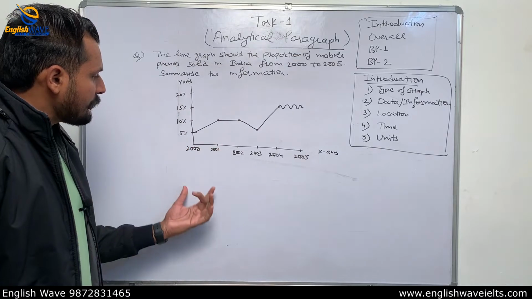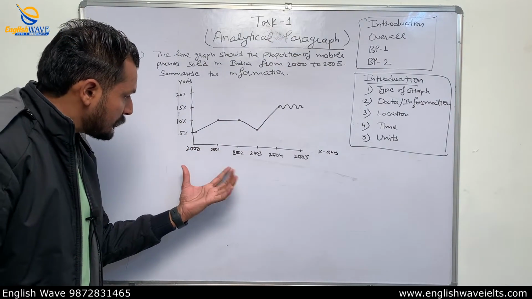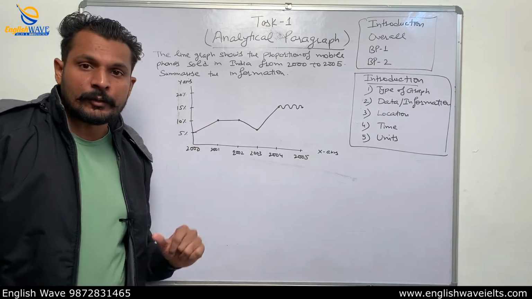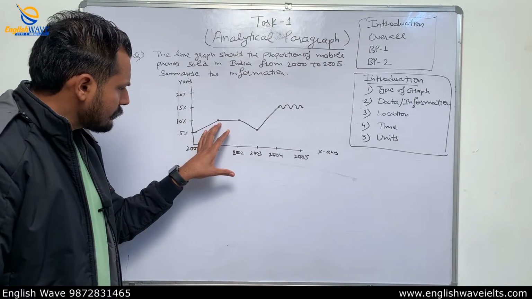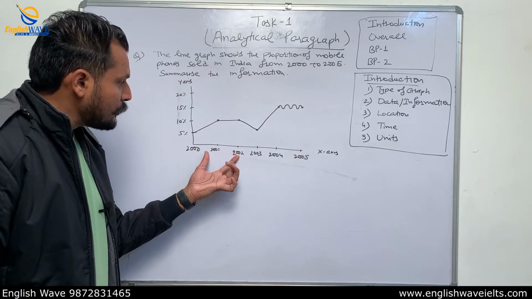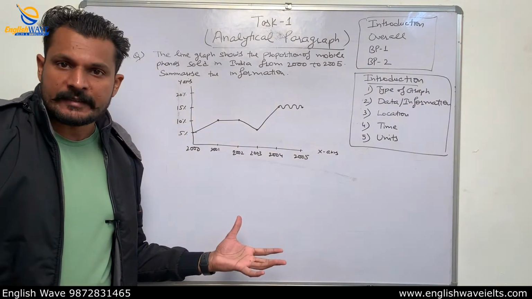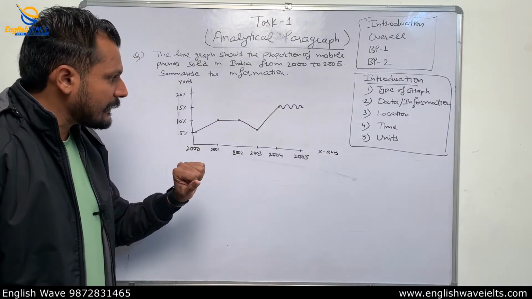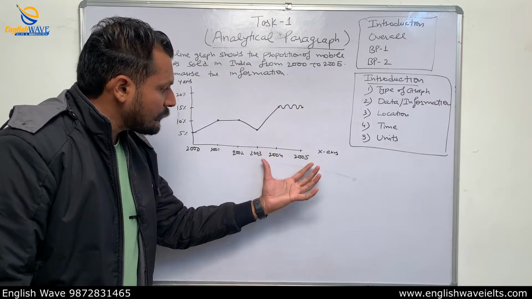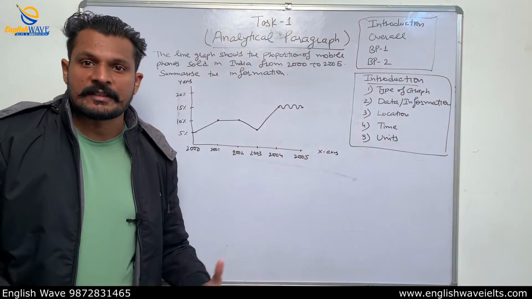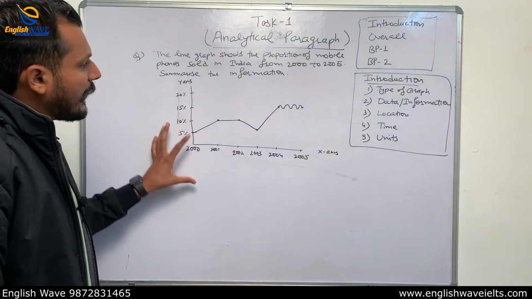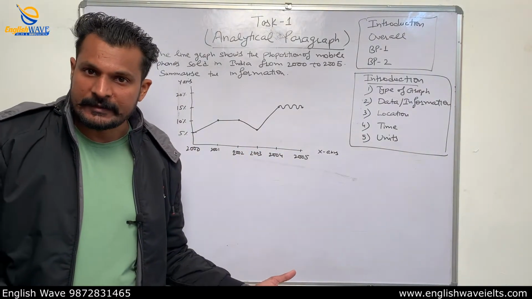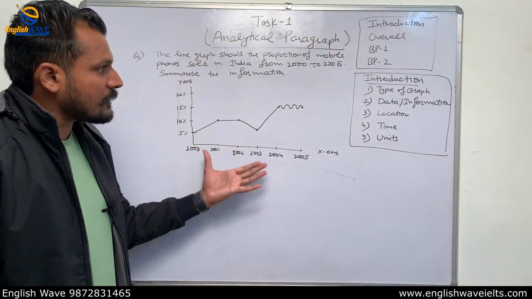So let's see what is happening from 2000 to 2001. What is happening? The sale increased from 5% to 10%, and from 2001 to 2, what happened? It got stabilized at 10%. Then it got declined, then again increased, and we can see from 2004 to 5 some fluctuations are there, right? So we have to summarize this information and we have to give the description for this. So let's write the introduction for this.